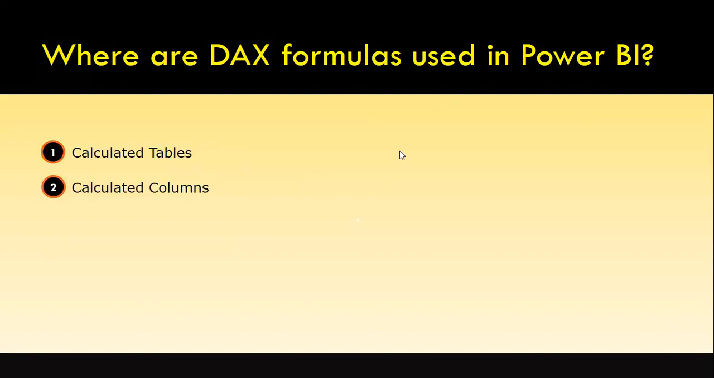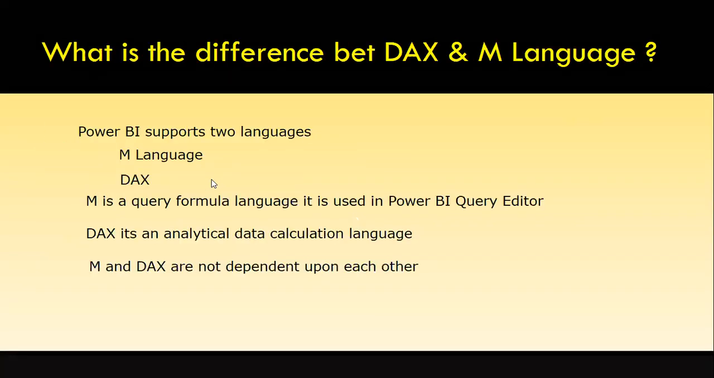So where are DAX formulas used in Power BI? Calculated tables, calculated columns, and measures. Remember, this is very important. But the two most popular are calculated columns and measures. At times, you'll be using calculated tables also. So Power BI supports two languages.